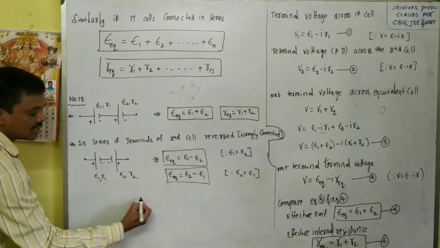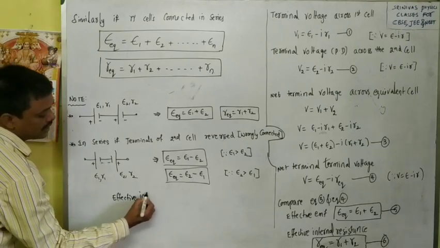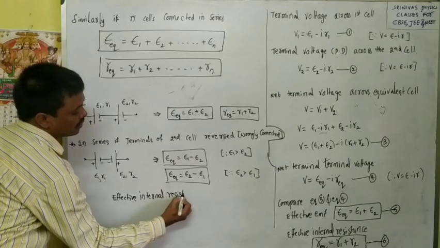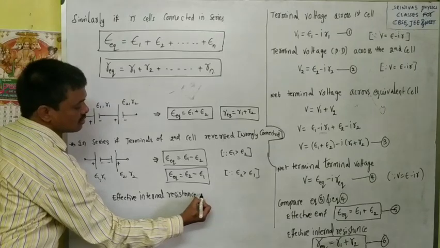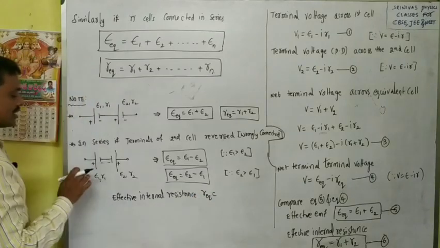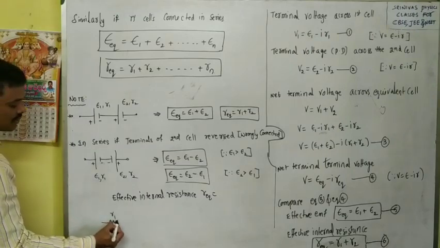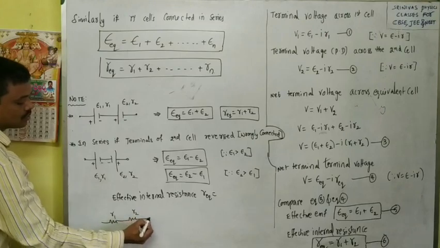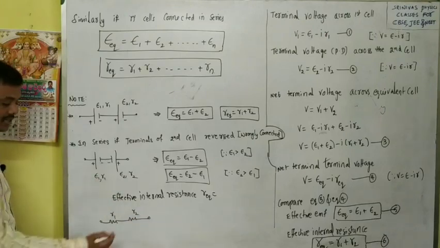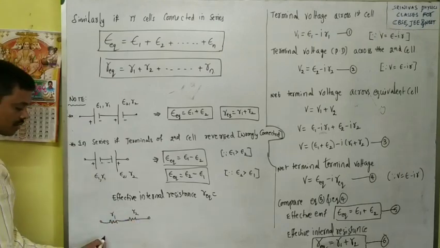And what happens to the effective internal resistance in this case? Tell me. We cannot get R1 minus R2, because the first cell's resistance is R1 and the second cell's resistance is R2. There is no wrong connection for resistors, as they do not have positive and negative terminals. If you reverse the terminals, there is no problem.